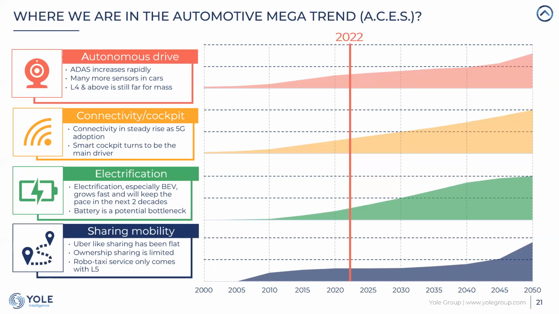Autonomous driving, this will continue. ADAS will increase rapidly. There will be many more sensors in the car: image sensors, maybe 3D technology, night vision systems, radar, maybe LiDAR, but L4, L5 is still far away from mass production.